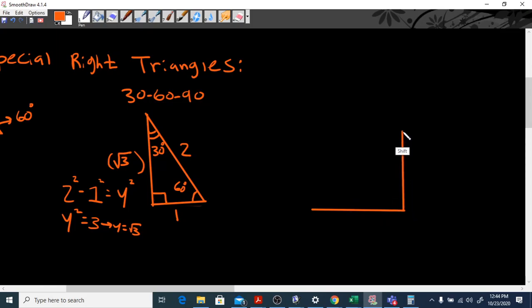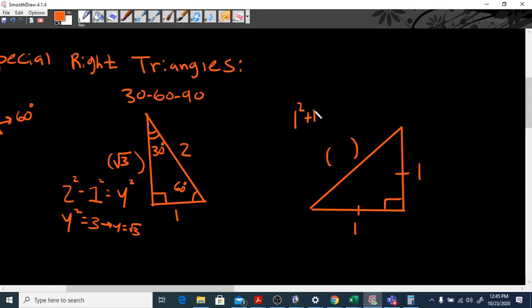So for the 45, 45, 90, what we're going to do is make both sides the same length, and then we're going to connect them. Okay. So here's my 90-degree angle. We're going to assume that one side is 1 here, and these sides are identical. So that means 1 has to be over here. And then, once again, we have a right triangle, so we can use the Pythagorean Theorem to find this side here.